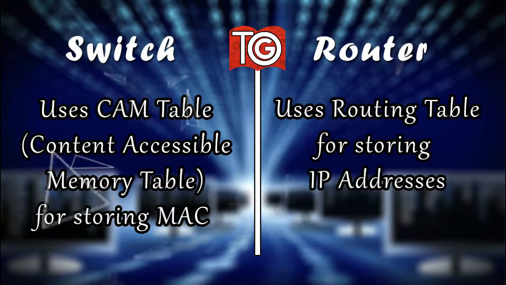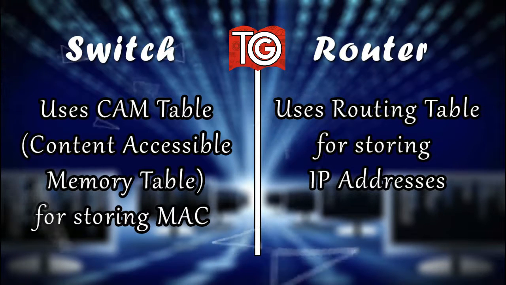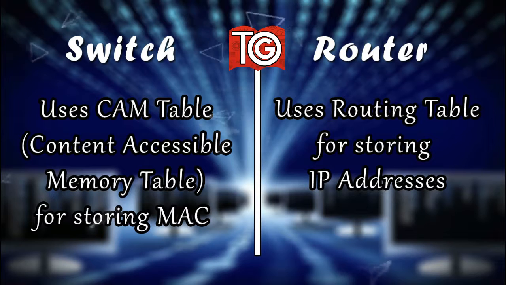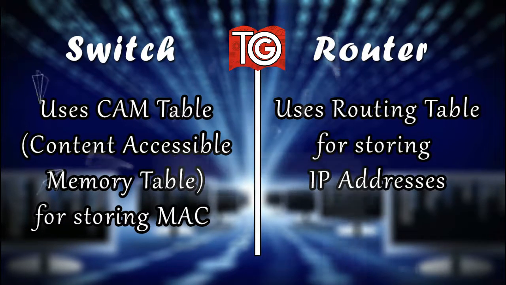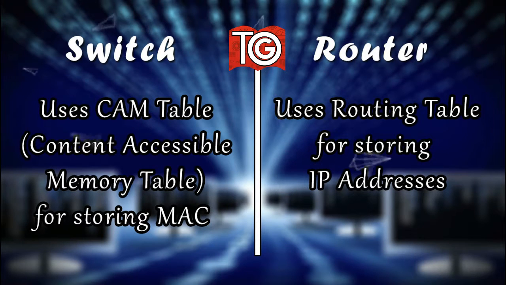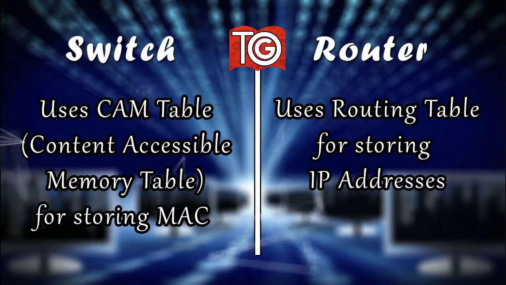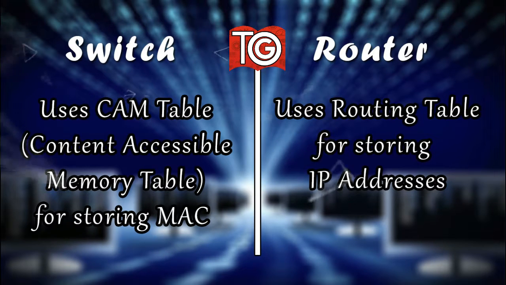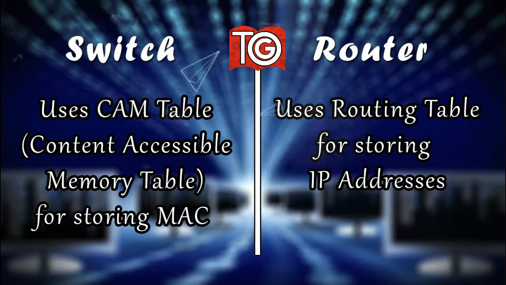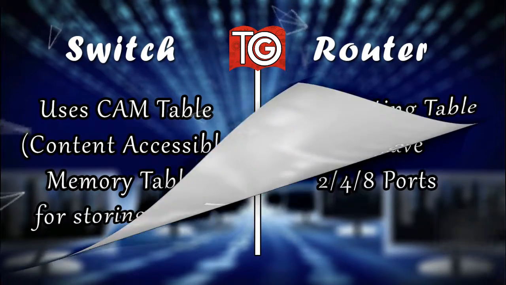Here is our next difference: switches use the CAM table, where CAM stands for content addressable memory. Switches communicate using MAC addresses, so they have to store the MAC addresses somewhere for easy use. They use the CAM table to store the MAC addresses of the different computers. If we go to the router, it uses a routing table for storing IP addresses. So the difference is that a router uses IP addresses and a switch uses MAC addresses.